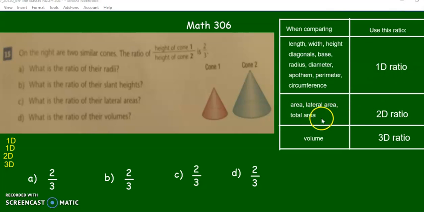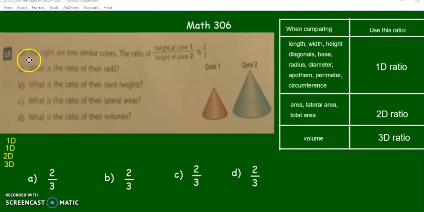Area, lateral area, total area, those are all 2D measurements. Centimeters squared, meters squared. Here you would have meters or centimeters or millimeters. Here would be millimeters squared or centimeters squared. Here, volume, I would use the 3D ratio. This is millimeters cubed, centimeters cubed, meters cubed. So I would use a 3D ratio to compare them.